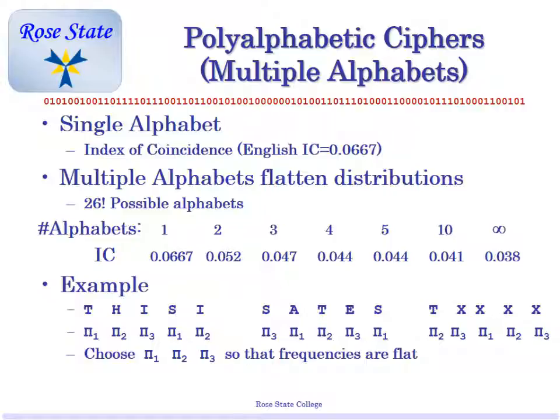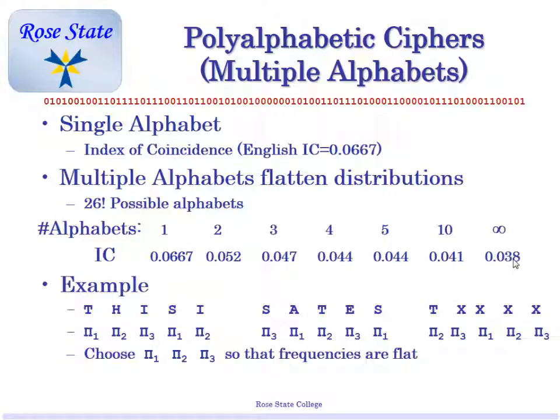Okay, so we know a single alphabet with the index of coincidence is 0.0667, okay? Well, what if we have multiple alphabets? Because remember, the reason it was 0.0667 is because you have more E's and stuff like that. So that's what y'all remember how we just did a slide on that. Now, if we have 26 alphabets, in other words, the variance of the frequency of the letters will be gone. So that's why with infinity alphabets, we end up with 0.038.